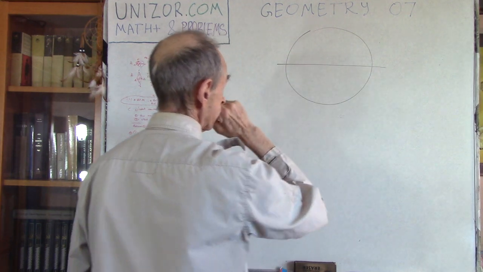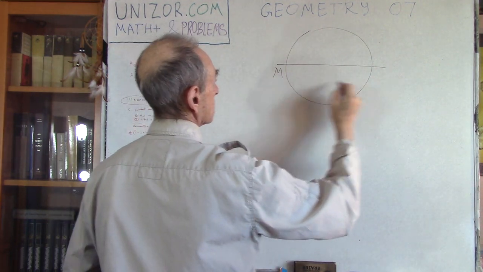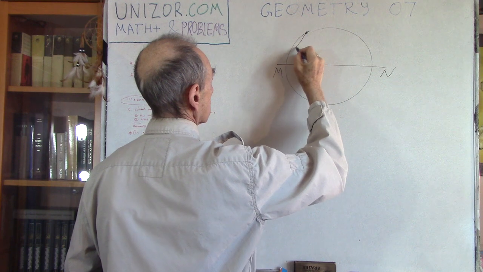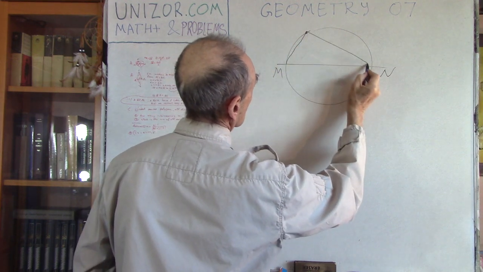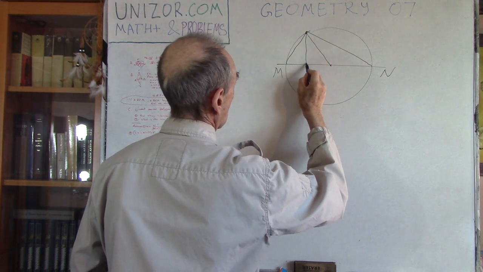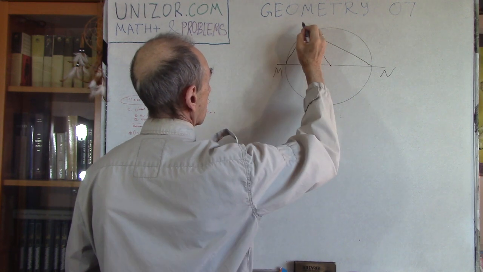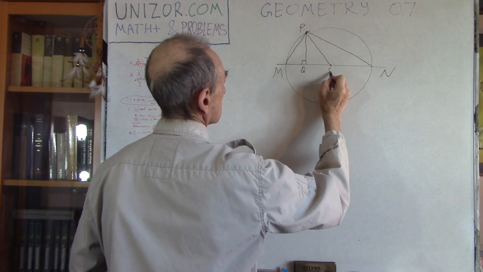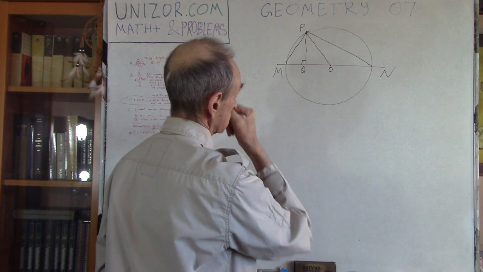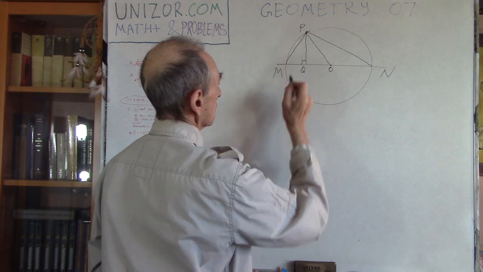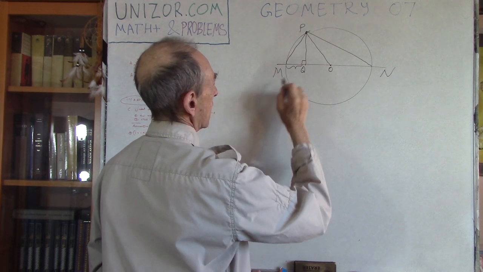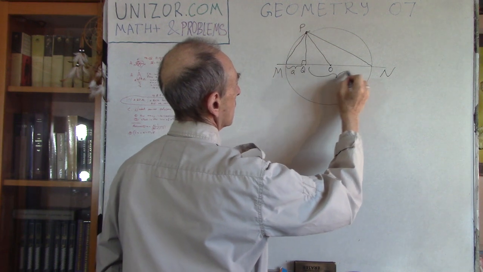Okay, you have a circle and a diameter. Take any point on it and draw a perpendicular. This is point P, this is point Q. This is the center of the circle. Now, let's consider this point dividing the whole diameter into two parts, A and B.